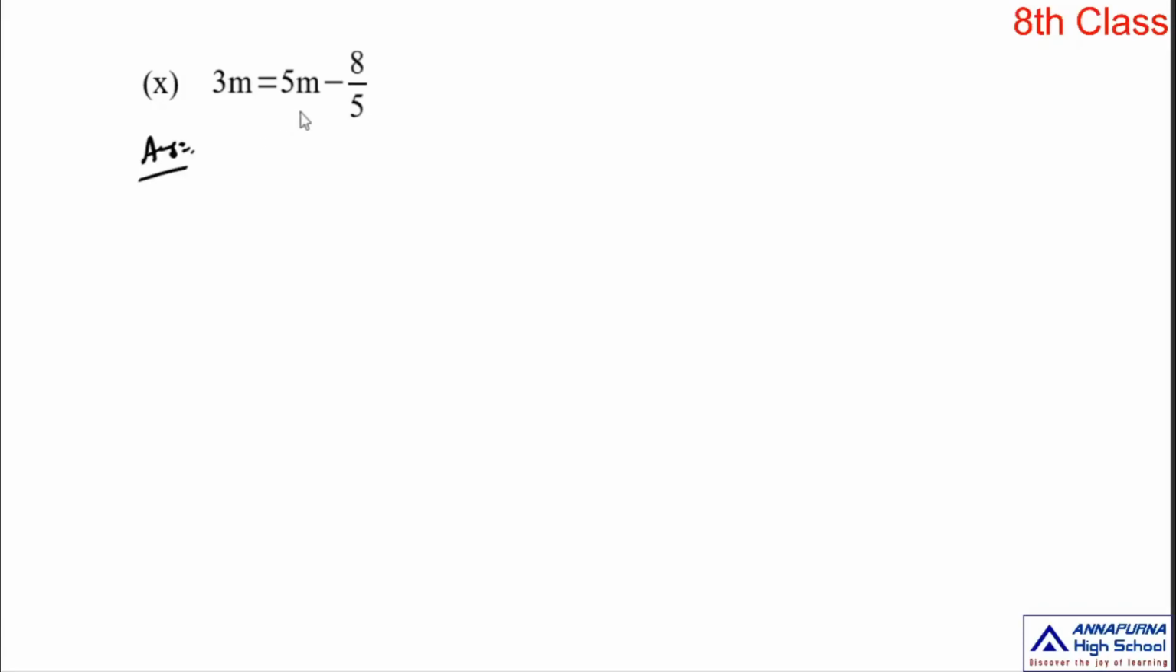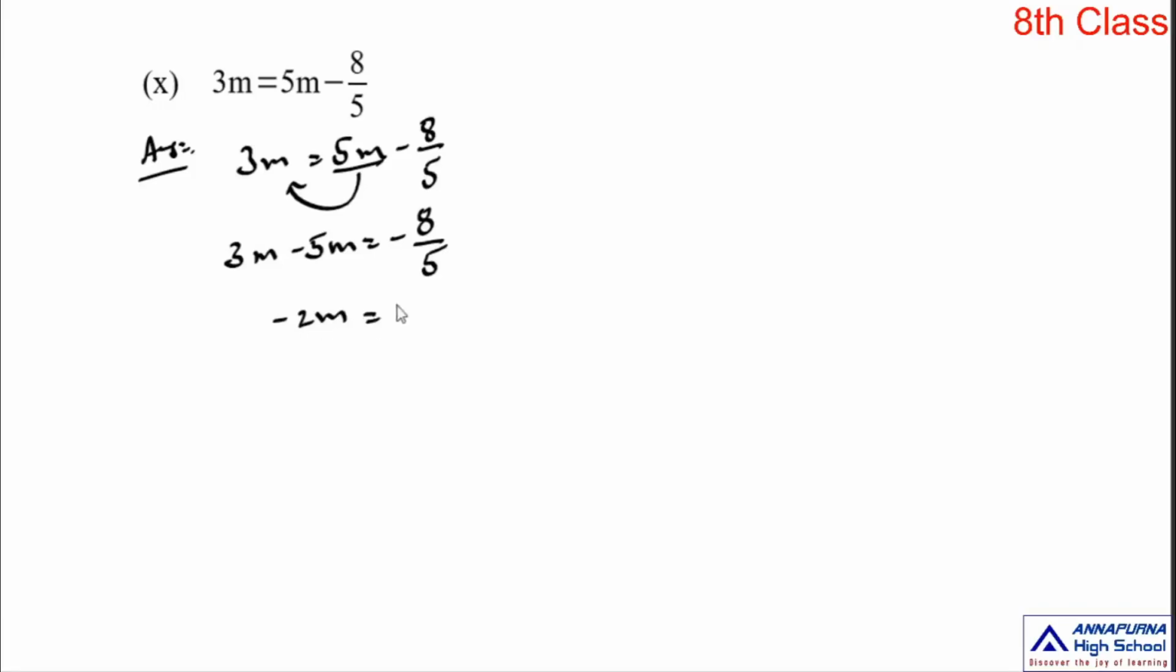3m is equal to 5m minus 8 by 5. Okay, there is no simplification on left side and right side, so that's why transpose the variable terms to left side. 5m is transposed to left side, so 3m plus 5m transposed to left side changes to minus 5m is equal to minus 8 by 5. So 3m minus 5m, it is equal to minus 2m is equal to minus 8 by 5.